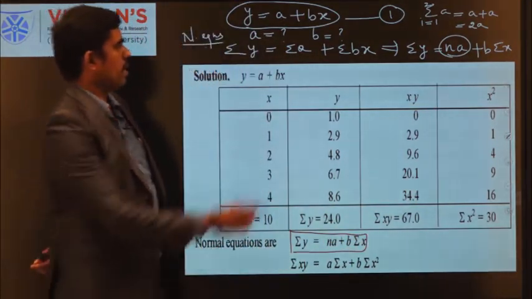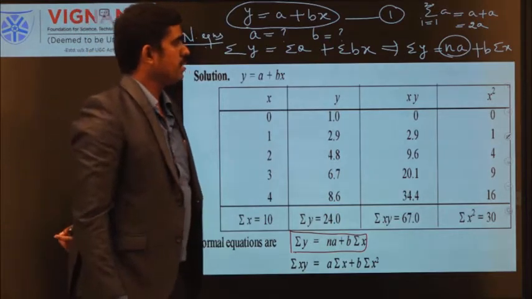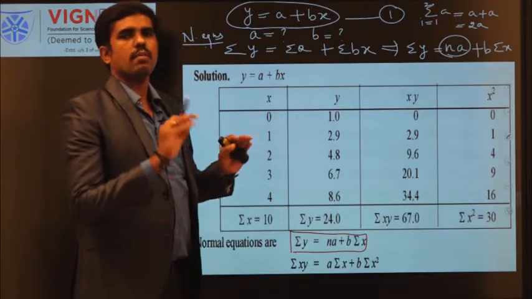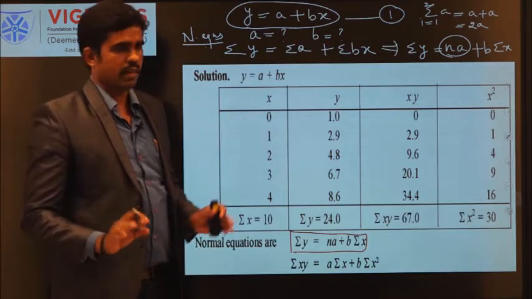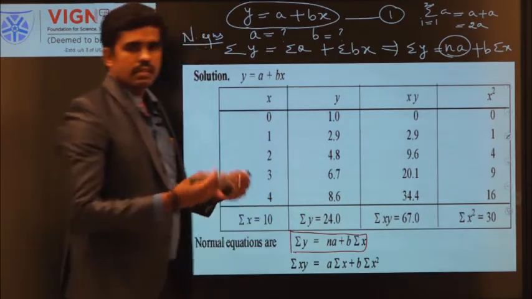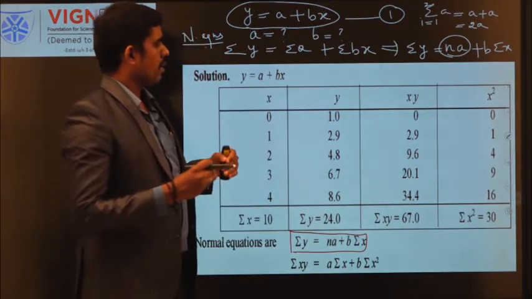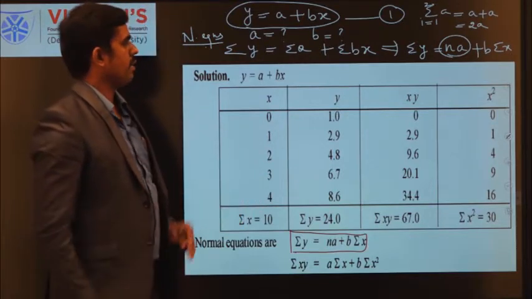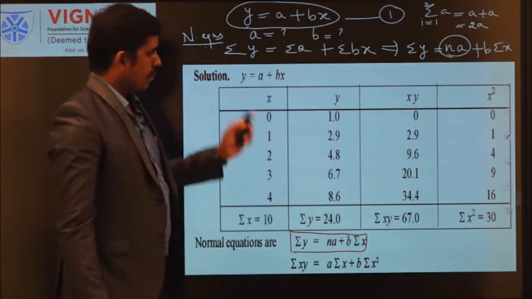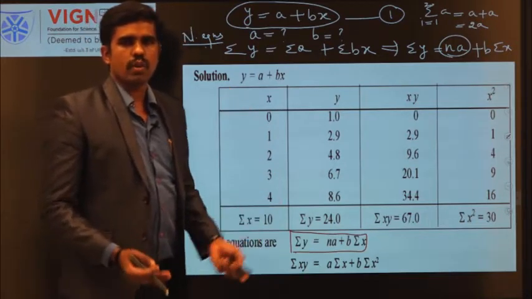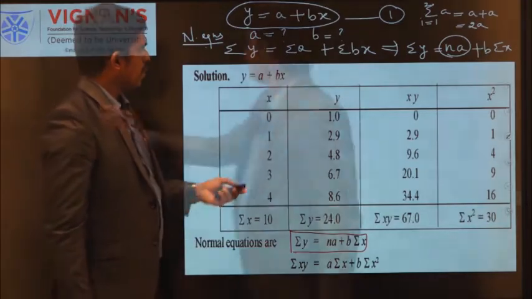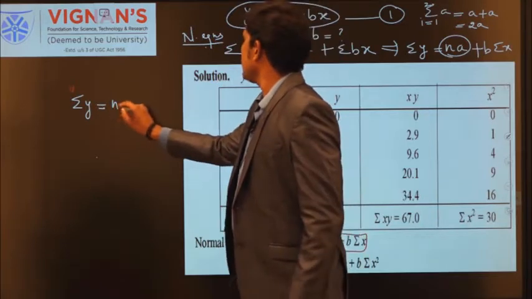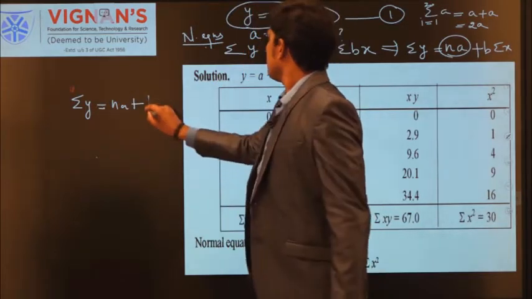This is my first normal equation: summation y is equal to n into a plus b into summation x. So what have I done? Simply I took summation on both sides. No need to mug up the thing. You can save this idea in your mind so that you can easily write the normal equations. So the first equation is over. Now, how to write the second equation? That is also very simple. From the first normal equation I am going to write the second one: n into a plus b into summation x.